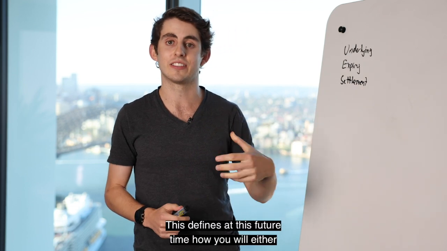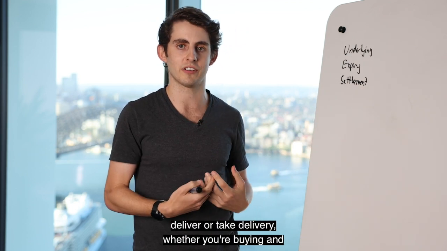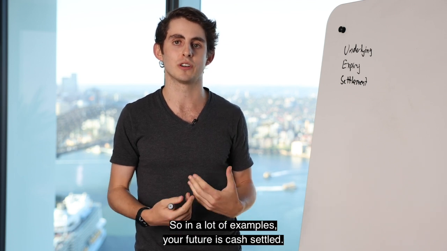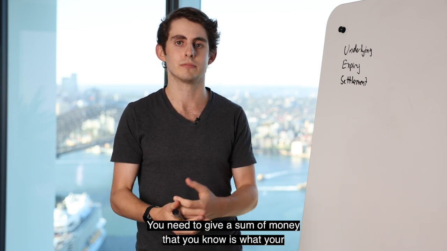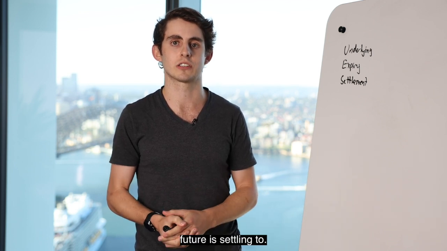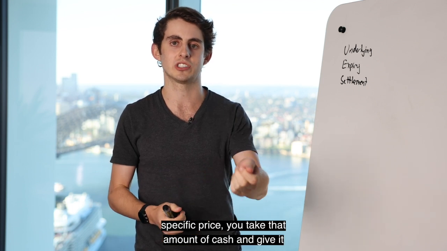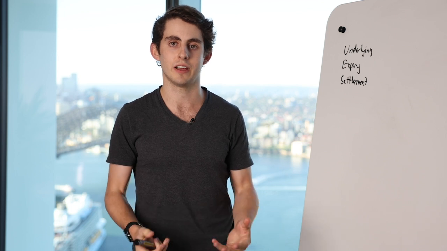This defines at this future time how you will either deliver or take delivery, whether you're buying and selling, your underlying. So in a lot of examples, your future is cash settled. You need to give a sum of money that is what your future is settling to. Whether you're buying a stock or an index at a specific price, you take that amount of cash and give it to your counterparty. For some other products, futures are physically settled.